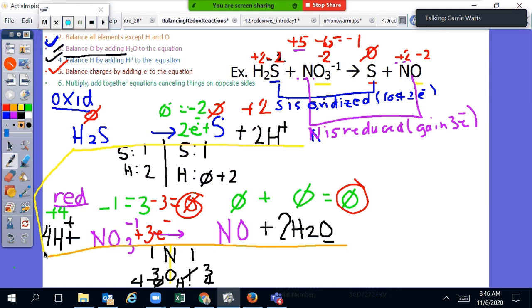Now we're on step 6. Does anybody need to copy this down before I erase the stuff in the top right? Does anybody want to copy it down or take a picture? I am recording it too, so.